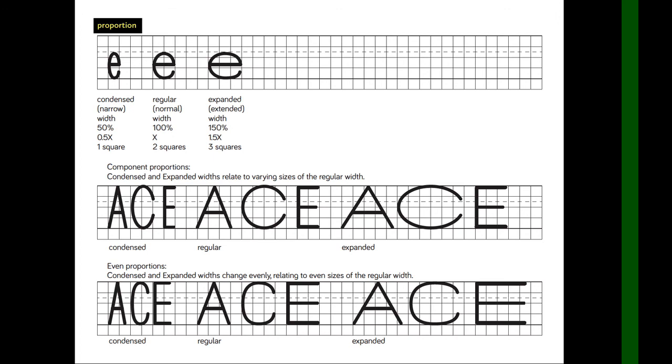When we get to our even proportions, like the grotesque style, the width changes still apply. It's just going to be a little bit easier because the regular width grotesque capitals are almost all 3 squares wide. So that means the narrow capitals will almost all be 1.5 squares wide. The expanded will almost all be 4.5 squares wide.